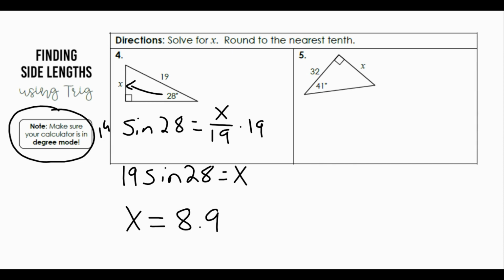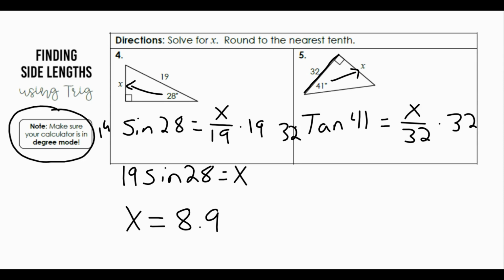Now looking at number 5, I have 32 and x as side lengths and then an angle measure of 41. So again, I'm relating everything to this 41. 41 is opposite angle of side x and then adjacent angle of 32. Opposite over adjacent is tangent, so I'll have tan 41 is equal to x over 32. Again, I'll multiply by 32 to get rid of the 32 and have x by itself. So x is equal to 32 tan 41. When I plug in 32 tan 41, I'll get x is approximately 27.8.